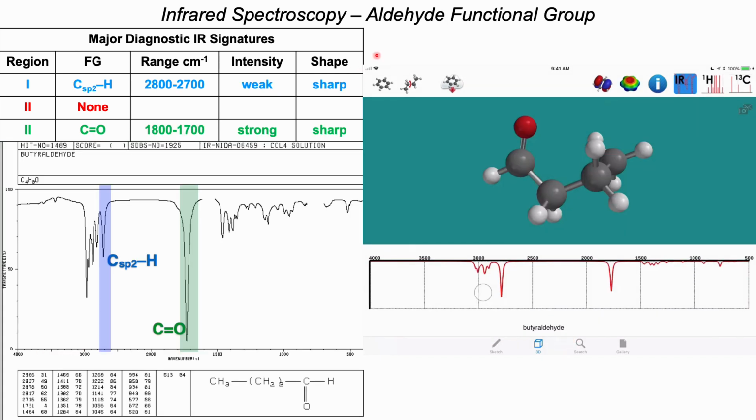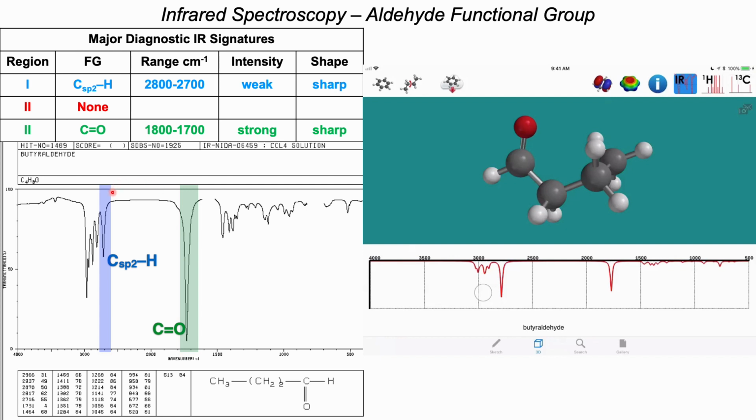So we're going up an oxidation state now from the alcohol to the aldehyde. We have a 4-carbon aldehyde, butyraldehyde. Now the diagnostic signatures for the aldehyde occur in region 1 and region 2. So this is region 3 in green. So we have the carbonyl stretch, which is strong and sharp between 1800 and 1700.